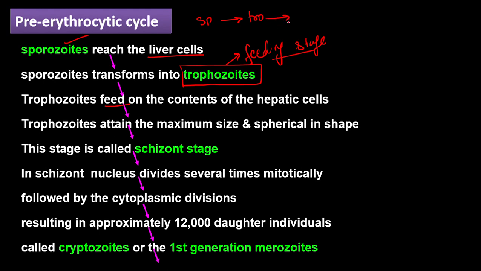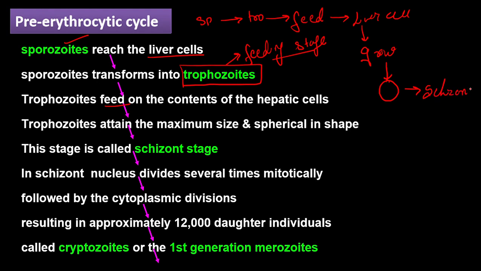This trophozoite will feed. It will feed where? On the content of the liver cell, and it will grow to its maximum size, or grow करके it will become spherical in shape. We call it as schizont. इस सेल को हम साइजोंट बोलते हैं और इस स्टेज को हम साइजोंट स्टेज बोलते हैं. Getting my point?